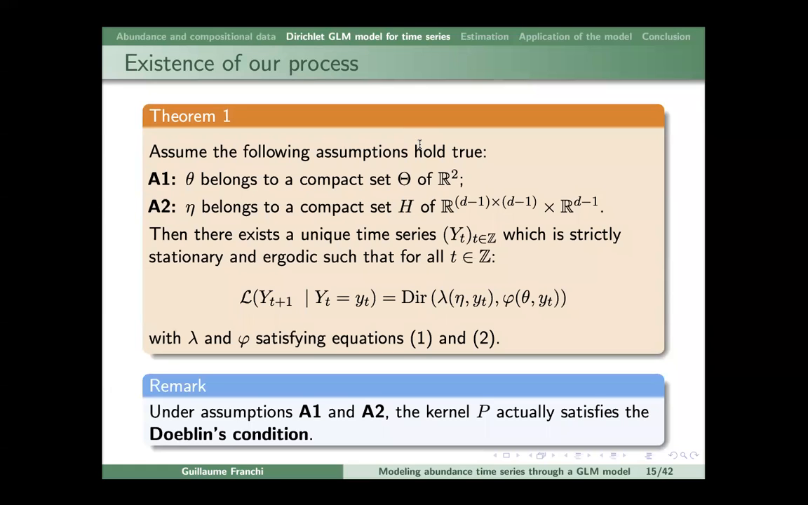If you are familiar with some Markov chain works, the assumptions A1 and A2 here ensure that the kernel P satisfies the Doeblin condition. And if you are familiar with Markov chains, it is a well-known condition to prove that a Markov chain is ergodic.